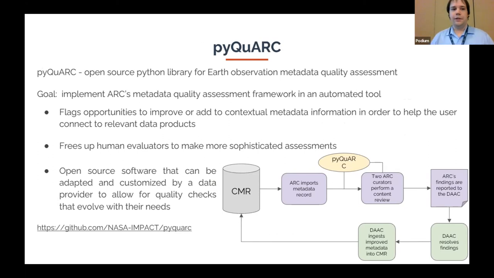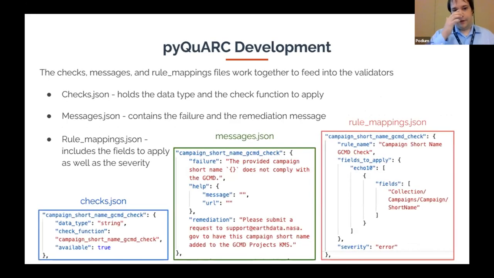But that framework has really led to development of this Python package called PyQuARC, which is just quality assessment of CMR. So this is an open source Python library for Earth observation metadata quality assessment. And really the goal here was to take that framework, implement it into an automated tool that could then be used within the evaluation process and really free up the human evaluators to make more sophisticated assessments of the metadata. So going from just is there an abstract in the metadata to does the abstract contain useful information for the users?